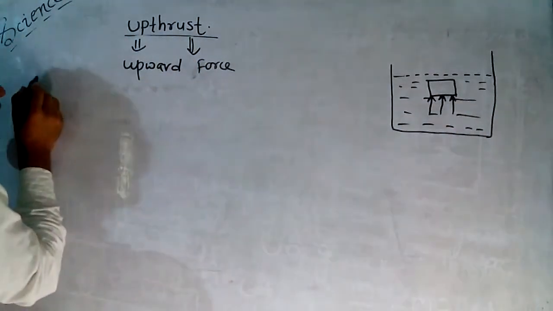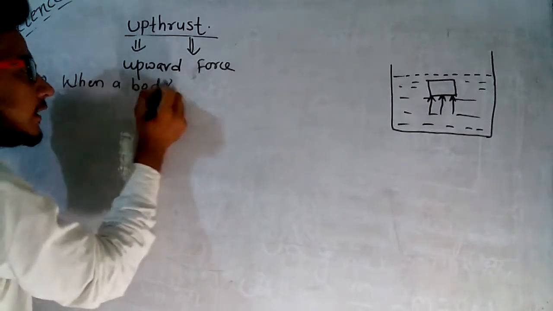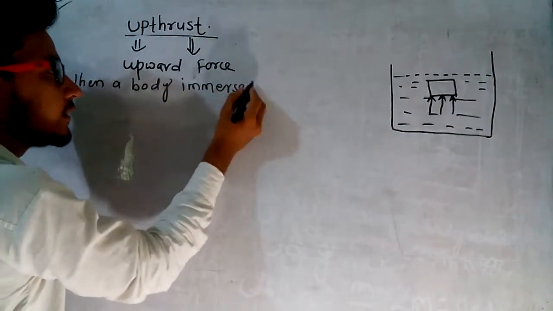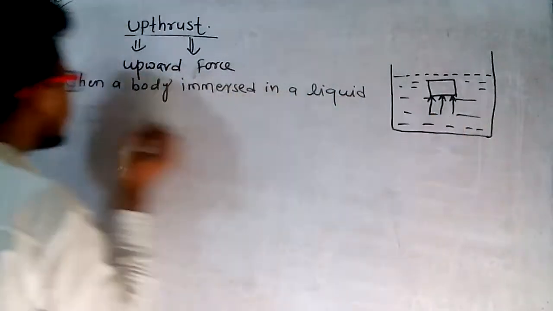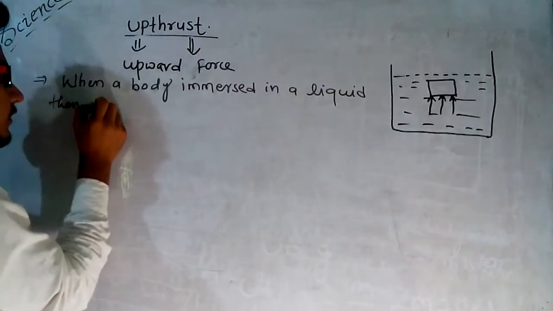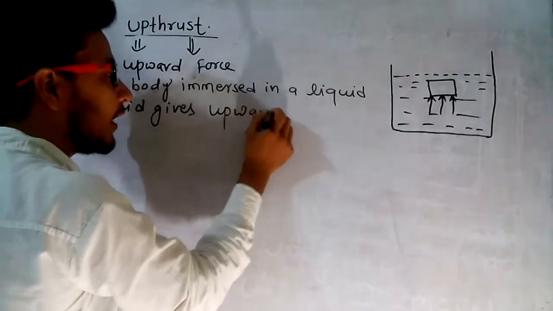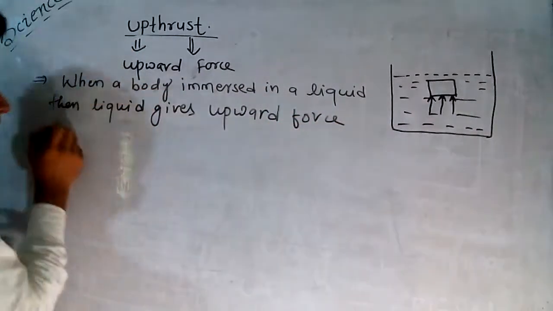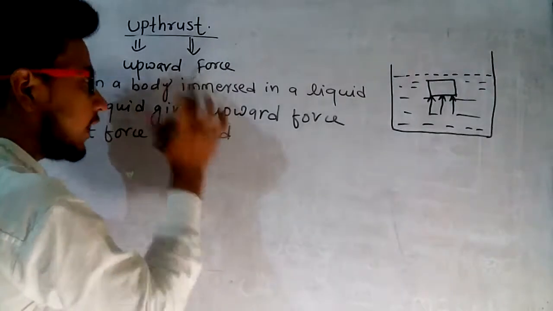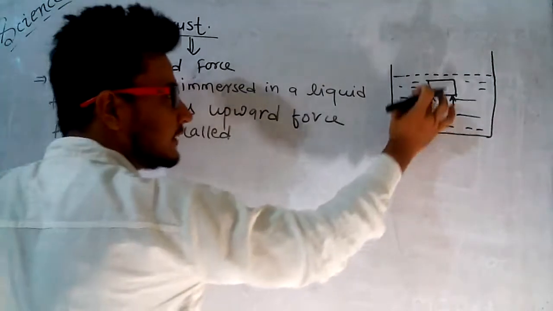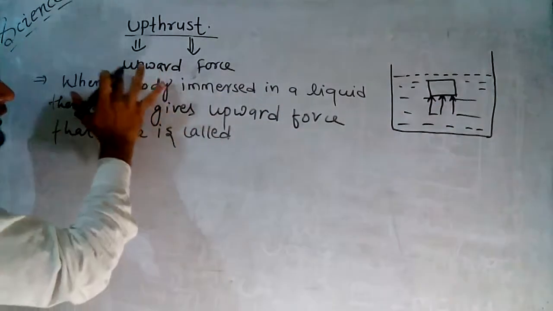So what is the definition? When a body is immersed in a liquid, then the liquid gives an upward force. That force is called upthrust. So listen here. When a body is immersed in liquid, that liquid gives an upward force, and that force is called upthrust.